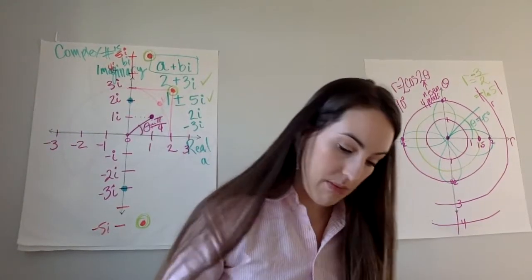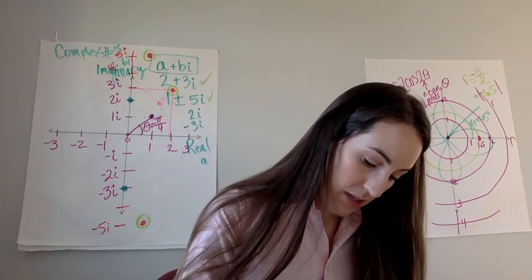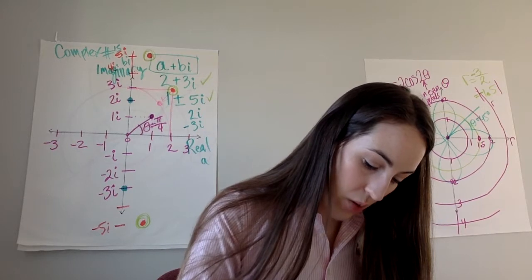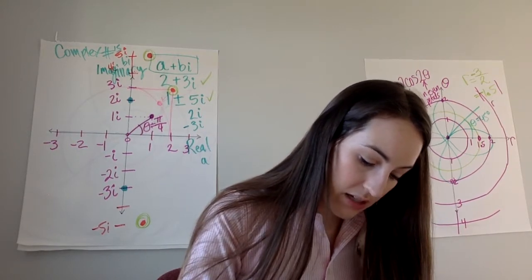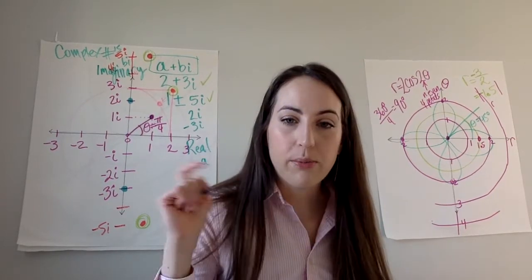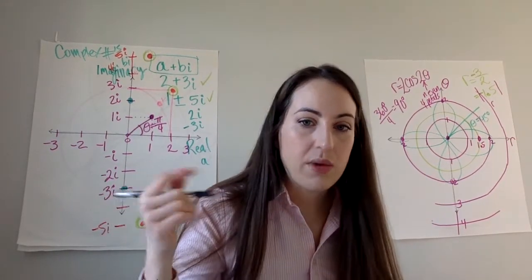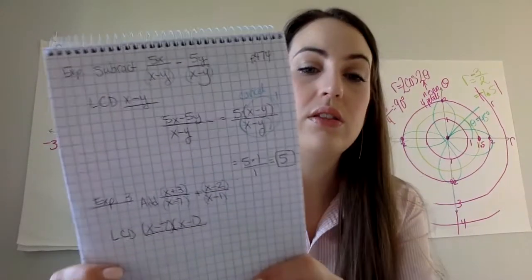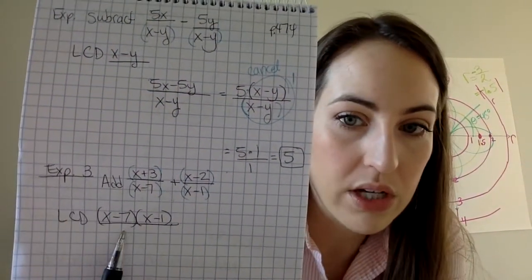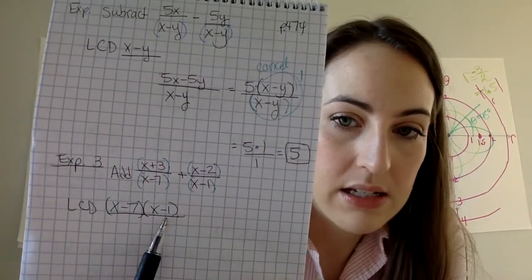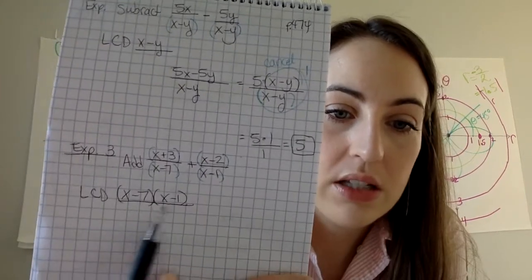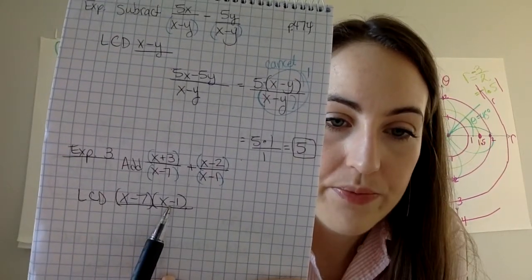So when I'm determining my least common denominator, I'm going to have to take one from each. This is just like when we had that c term in our example yesterday. One of them had a c and the other one didn't, so we had to include c. Well, in this one, one of them has an x minus 7 and the other doesn't, so we have to include it. And then one of them has an x minus 1 and the other one doesn't, so we have to include it. Okay, so that's our least common denominator there.